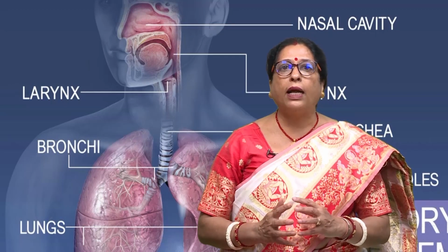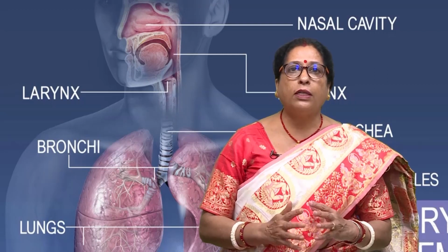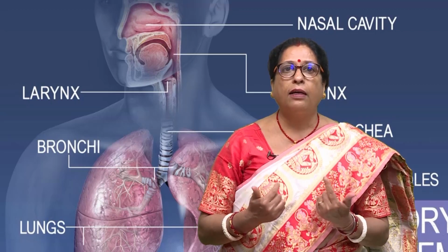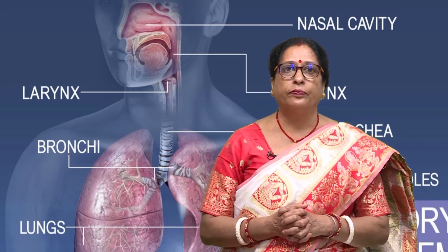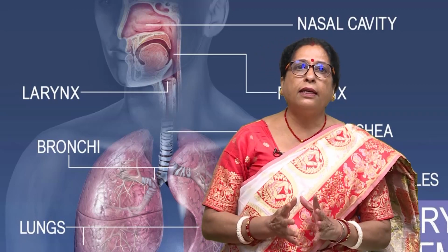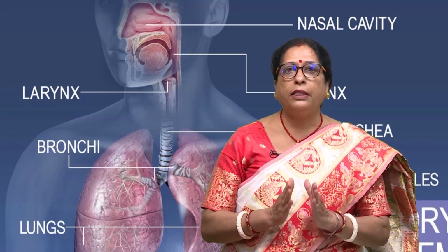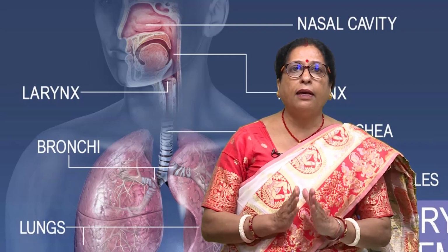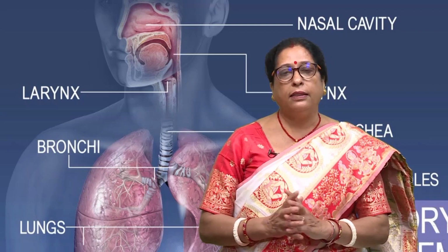Let us take a look at the lower respiratory tract. The lower respiratory tract also has four main components: trachea, lungs, bronchi and diaphragm. Let us start with the trachea. The trachea is the main airway to the lungs and is more commonly referred to as the windpipe. The trachea connects the larynx to the left and right bronchi in the lungs.